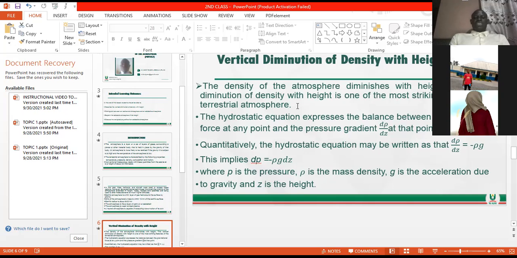At that point, quantitatively, the hydrostatic equation may be written in the form dP/dz equals what? Minus rho g. The P here is pressure, where rho is what? The density. And g is the acceleration due to gravity. What they're doing here is creating an expression to show that the density of the atmosphere diminishes with height.